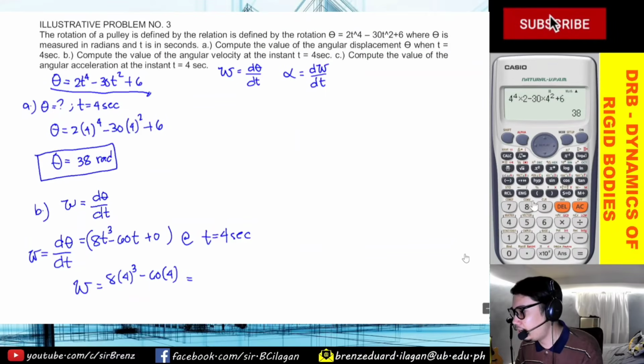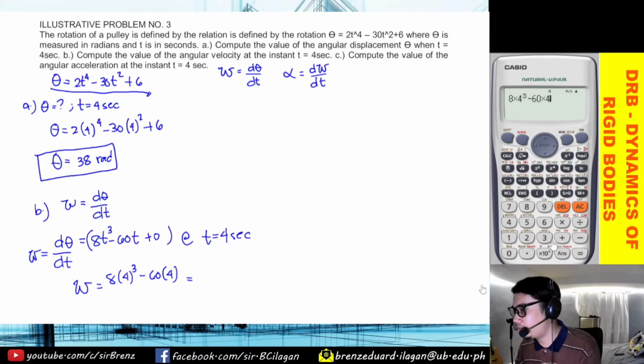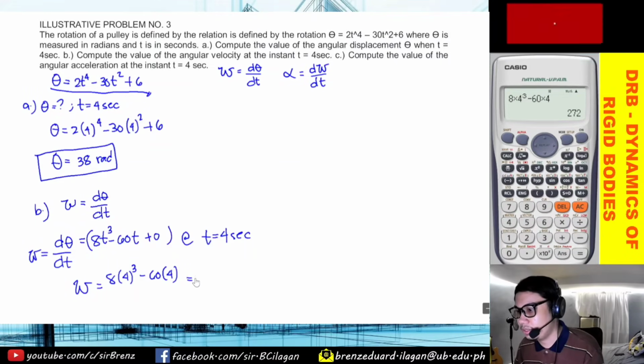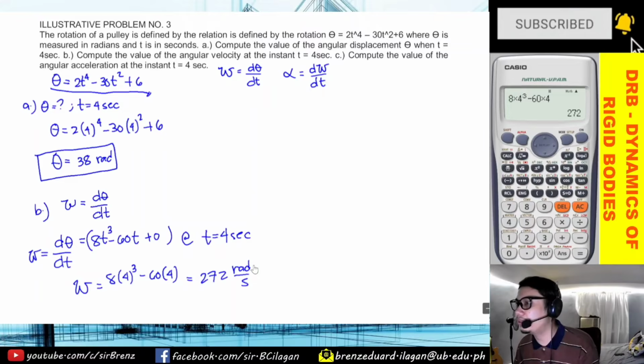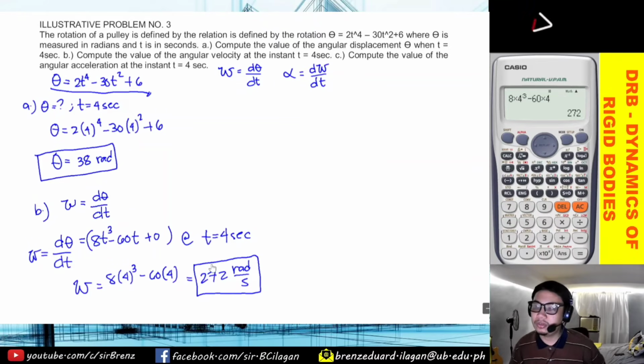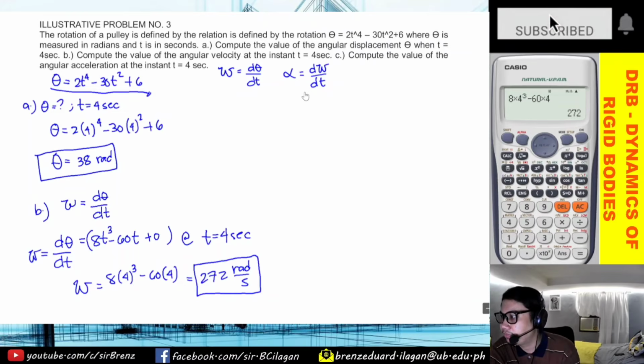8 times 4 cubed and then minus 60 times 4. So that is 272 radian per second. So may binigay bang unit? Wala naman, so this is acceptable na rin. Pero pag may specify na units, kailangan nyo siyang i-convert do sa unit na yan.